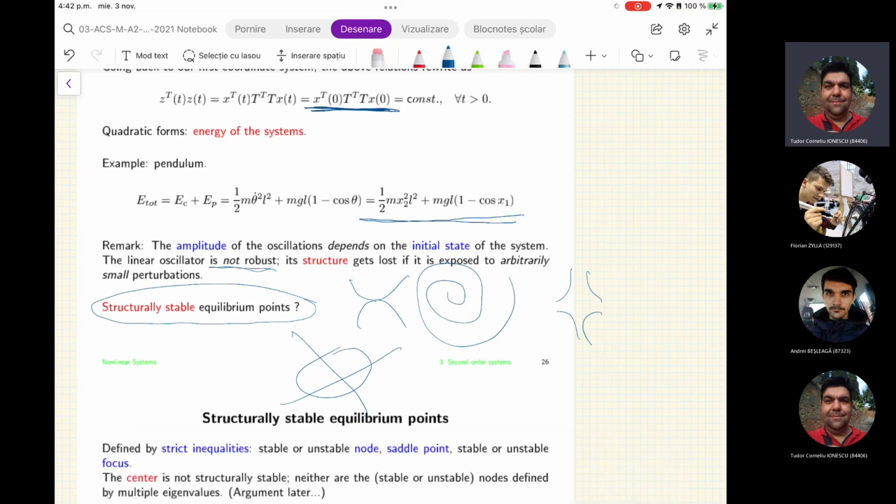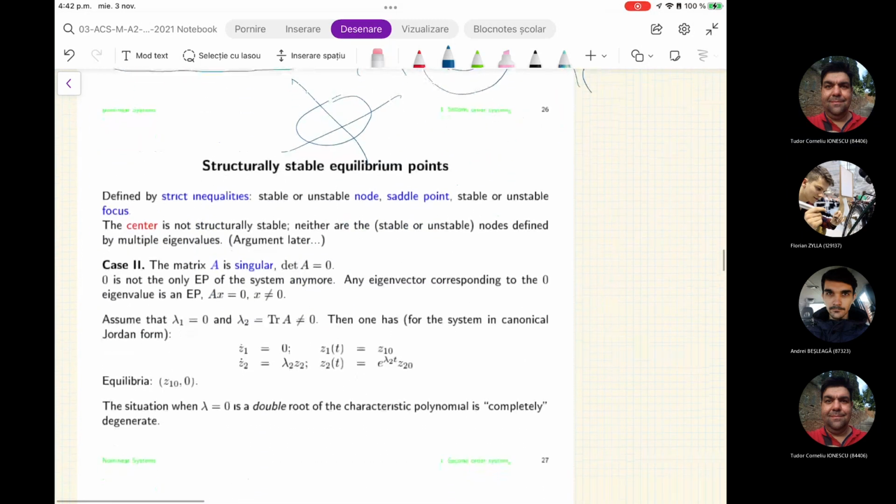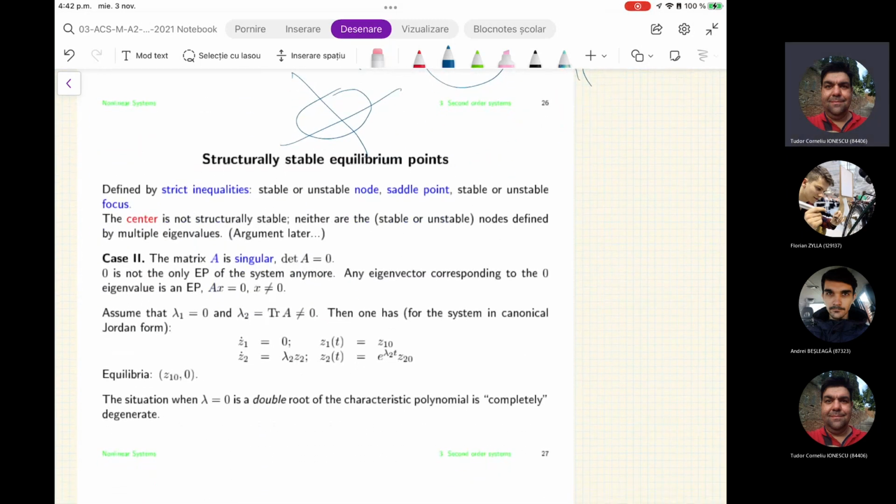Okay, so the idea is, of course, this is related to this energy discussion. Well, structurally stable equilibrium points. Okay, structurally stable equilibrium points defined by strict inequalities, stable or unstable, a node, a saddle point, or a focus. Stable or unstable nodes, saddle point, which is unstable, of course, by default, and stable or unstable focus. The center, however, as we said before, is not structurally stable. Neither are stable or unstable the nodes defined by multiple eigenvalues.